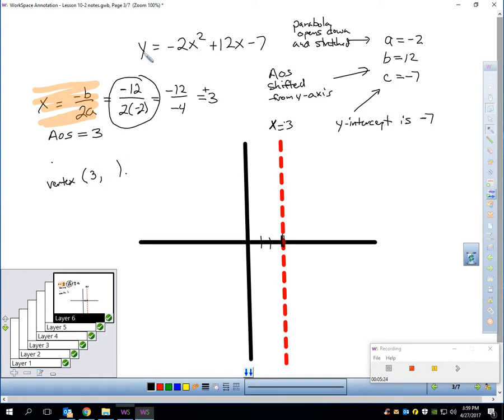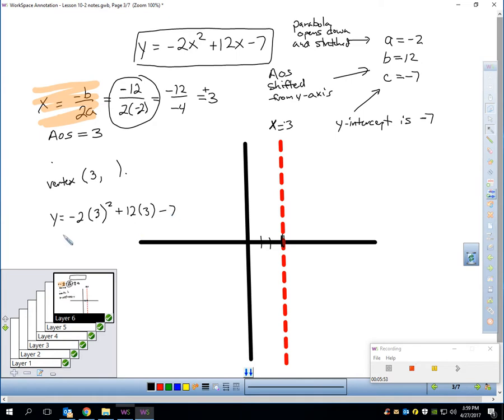To find out y, you go back to your equation, and where you see x, you're going to plug in 3. So let's do that. I'll write it down here. I have y equals -2 times 3 squared plus 12 times 3 minus 7.